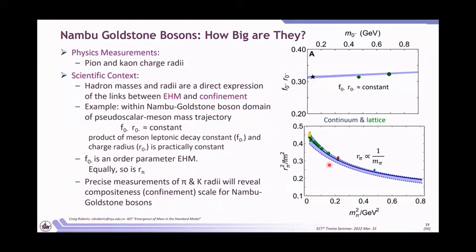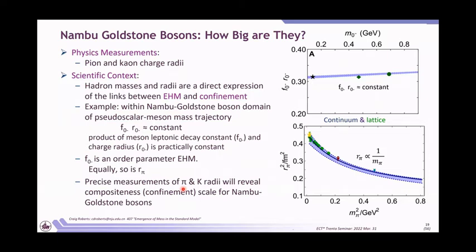These two figures show continuum and lattice results for the product of the leptonic decay constant and the charge radius for a pseudoscalar meson, which is roughly constant, and the radius and the mass. The radius is 1 over the mass of the object, and you can see how good that is from both continuum and lattice studies. These things together tell you that leptonic decay constants and equally the charge radius are order parameters for emergent hadron mass. And that means that precise measurements of pion and kaon radii can reveal the compositeness or the confinement scales for Nambu-Goldstone bosons.